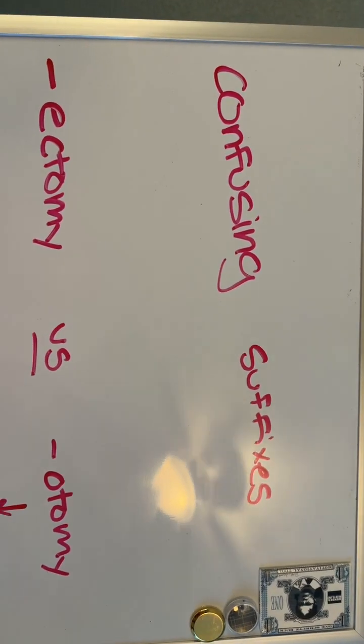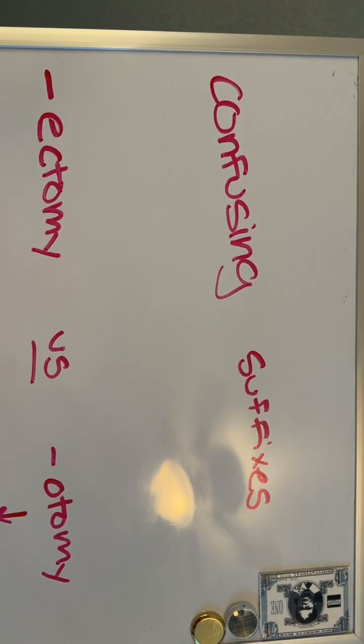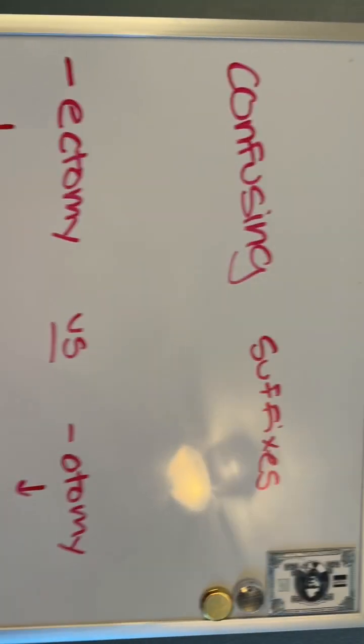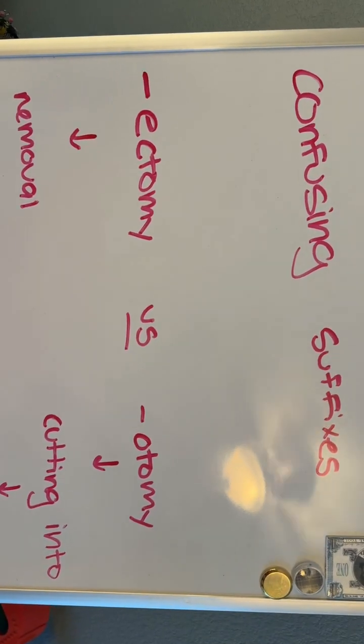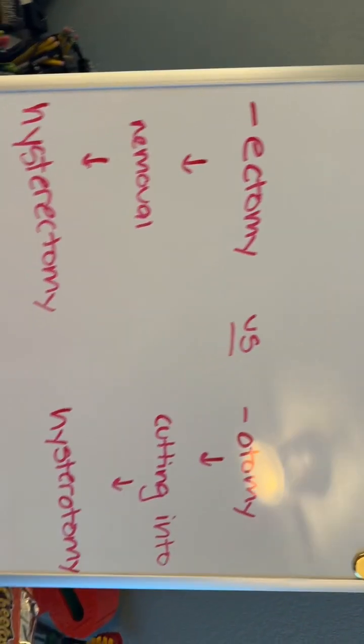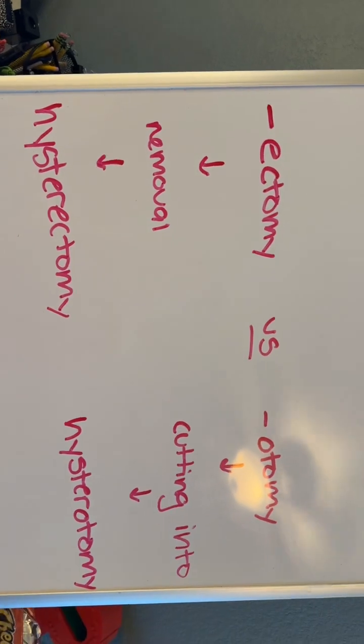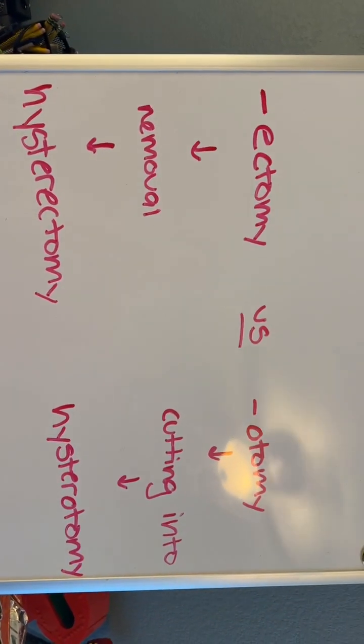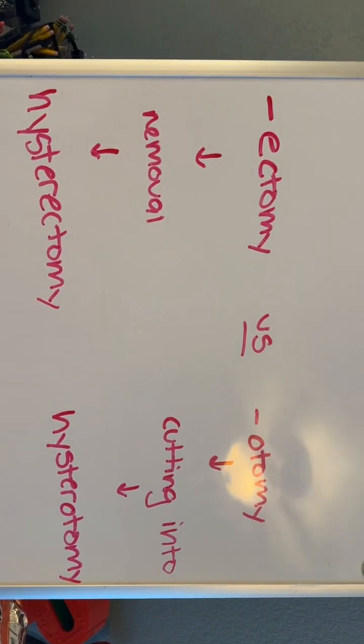For my last example of confusing suffixes that I personally struggle with would be ectomy versus otomy. Ectomy means removal, complete removal of an organ, and otomy means cutting into. The way I remember this is a hysterectomy is a complete removal of the uterus versus a hysterotomy is only an incision.